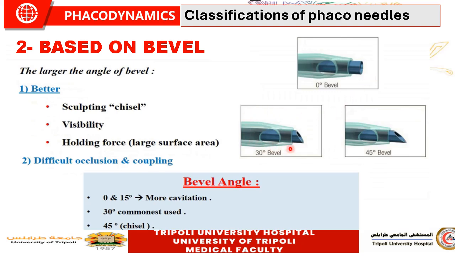However, the angulated or the beveled one has very good efficiency in sculpting. The more the bevel, the more the efficiency of sculpting, but it is not easy to be occluded. However, once occluded, the holding power is more because the surface area is more. I will explain this here.